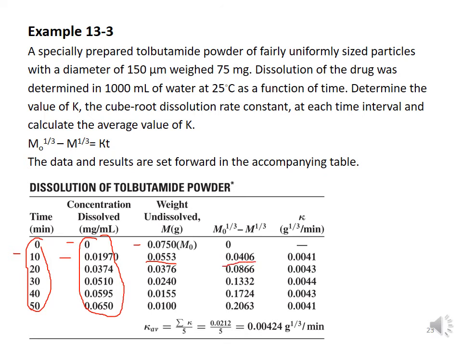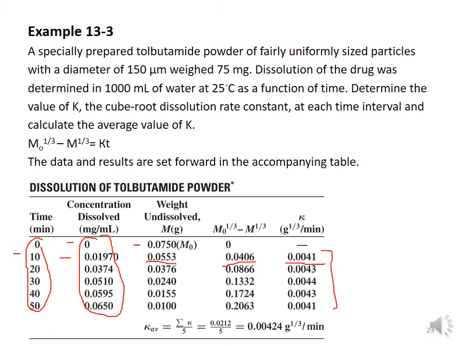In order to determine the dissolution rate constant, we divide the difference between the cube roots by the time, the 10 minutes, and we obtain the dissolution rate constant. The same procedure is used to determine the difference in the cube root between the original weight and the weight at time t, divided by the time in minutes, to obtain the dissolution rate constant.